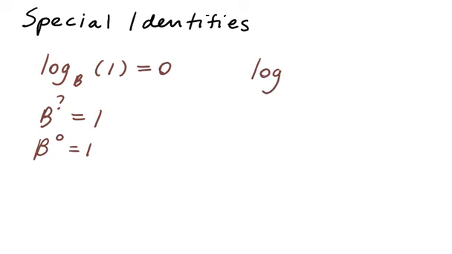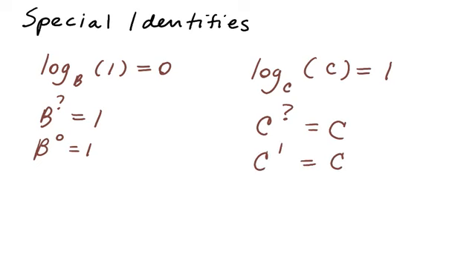And then log with base c of just the same number. Okay, well, what exponent do I put on c to get c? You put the 1 exponent on it. So if you see that same thing, the log with the base and argument that are the same would be 1, because take something to the 1 power, it doesn't change it. Those are just a couple of quick ones.